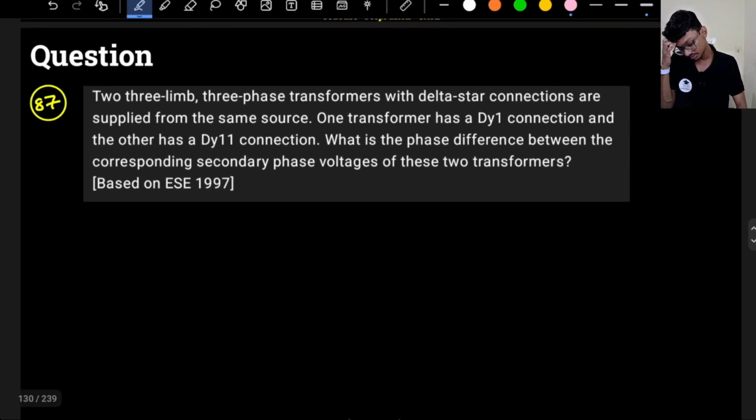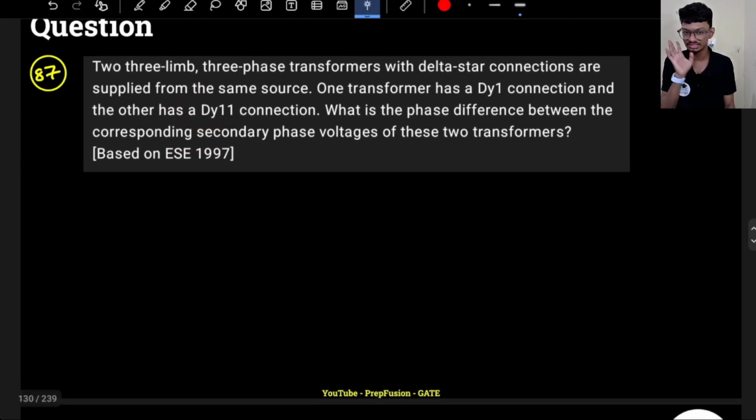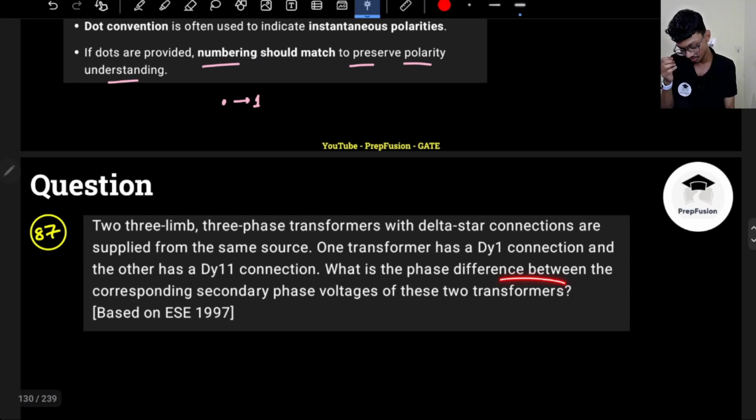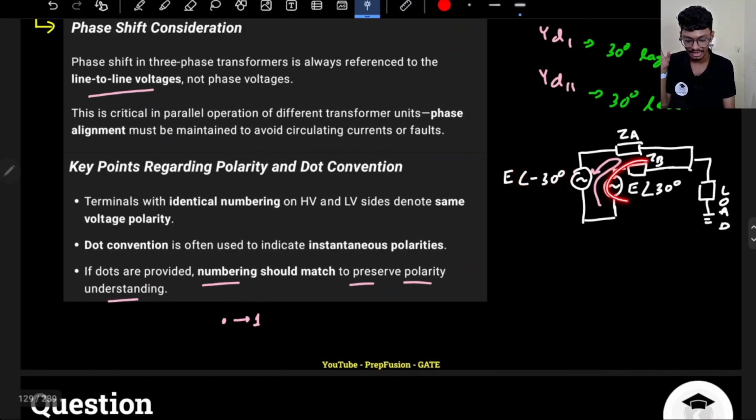There are two 3-limb 3-phase transformers with delta star connection supplied from the same source. One transformer is DY1 connection, the other one is DY11. What is the phase difference between the corresponding secondary phase voltages of these two transformers? Very easy, right? One is DY1, the other one is DY11, which we have already discussed. One will lead by 30 degrees, the other will lag by 30 degrees.